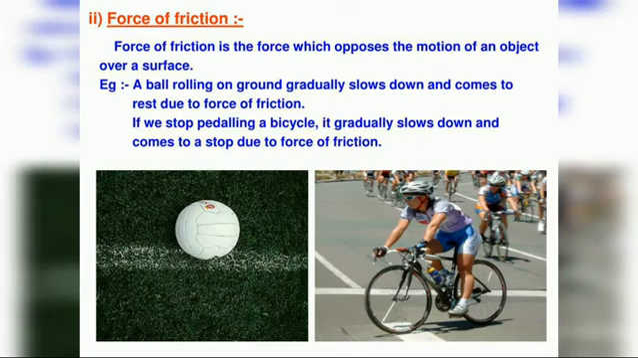So what is the reason for all these things? Can you guess, children? It is the force of friction. The force responsible for changing the state of motion of objects in all these examples is the force of friction. It is the force of friction between the surface of the ball and the ground that brings the moving ball to rest. As I told you in the first example, a rolling ball along the ground gradually slows down and finally comes to rest. How? Due to the force of friction, isn't it?